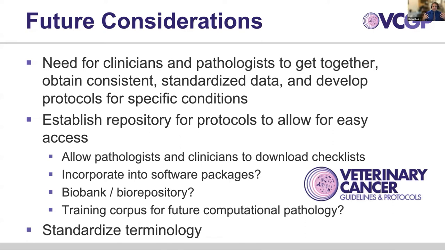The repository is important so that everybody has access to the checklists. And if we can create a standardized format, then I think we're more likely to get buy-in from the manufacturers of laboratory information management systems to incorporate it into their software packages. And this comes to the biobank. If we have a collection of tissues or cases, then it makes it a lot easier to develop these things because we can evaluate the prognostic value of several of these as well. And then establishing training corpuses for future computational pathology protocols, because then the output of those protocols can be placed into the synoptic reports as well.